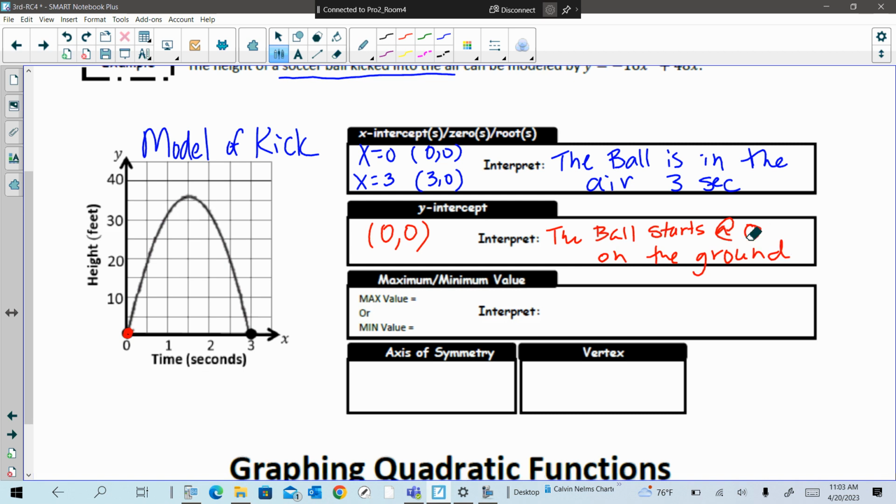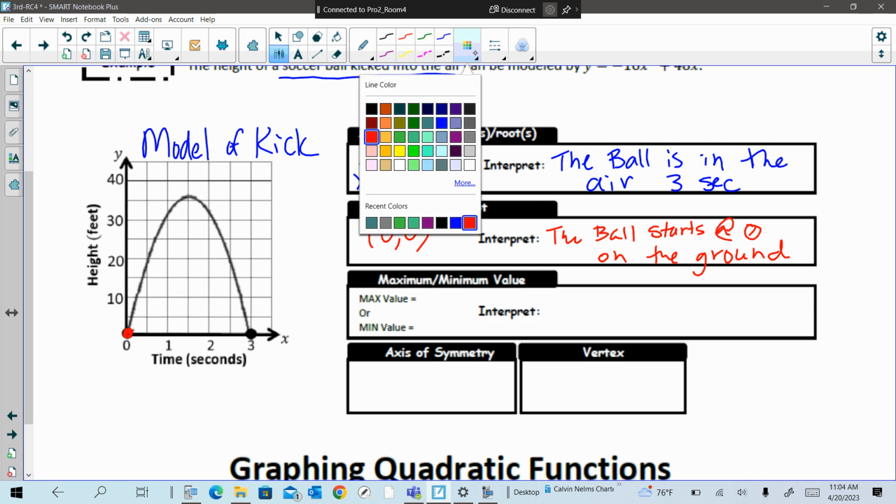Okay? Ball starts at 0, which is on the ground. So we start the kick on the ground. Okay? Now, the max and minimum value. Does this model have a max or a minimum? Max. Okay, what's our max value?